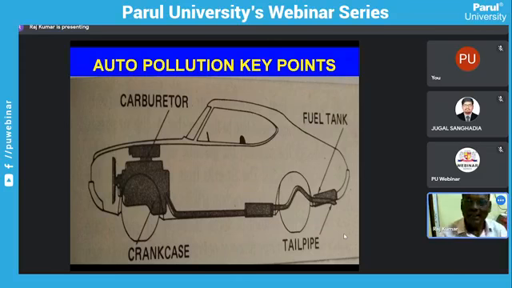If we are able to limit, or rather reduce, the emission from these four points, we will be able to control the pollution from the automobile. So our first area should be how to control the pollution from the carburetor, the crankcase, the tailpipe, and the fuel tank.